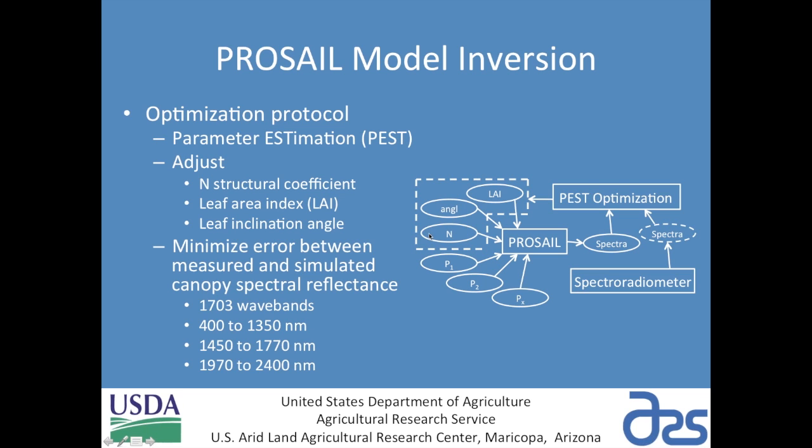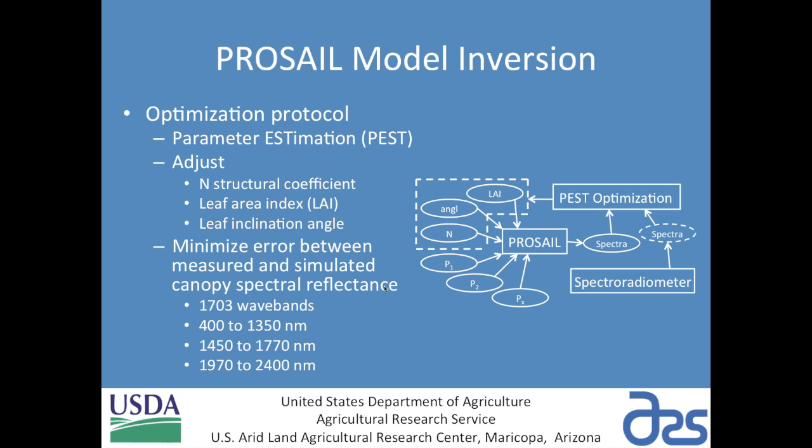We implement our PEST optimization routine. Into that goes the output spectral response from PROSAIL and the observed spectral response from our spectroradiometer in the field. We then use the optimization to intelligently adjust these 3 parameters that we're optimizing. And then this happens many, many times until we come to a solution for the optimization where we've adjusted these 3 parameters to minimize the error between the measured and simulated canopy spectral reflectance.